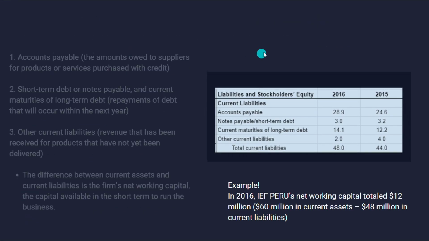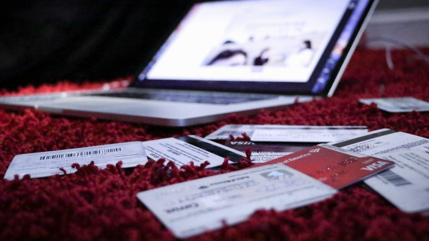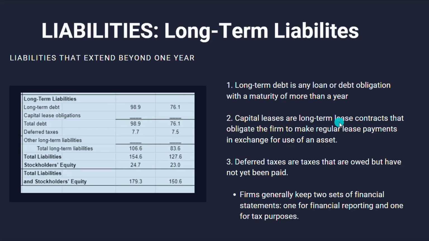Long-term liabilities. Long-term liabilities are liabilities that extend beyond 1 year. We describe the main types as follows. First, long-term debt is any loan or debt obligation with a maturity of more than a year. When a firm needs to raise funds to purchase an asset or make an investment, it may borrow those funds through a long-term loan. Second, capital leases are long-term lease contracts that obligate the firm to make regular lease payments in exchange for use of an asset.